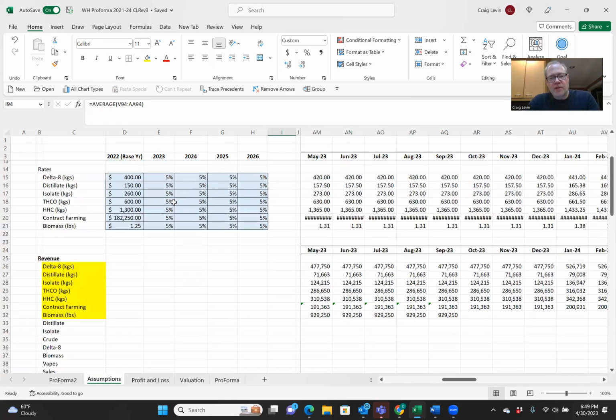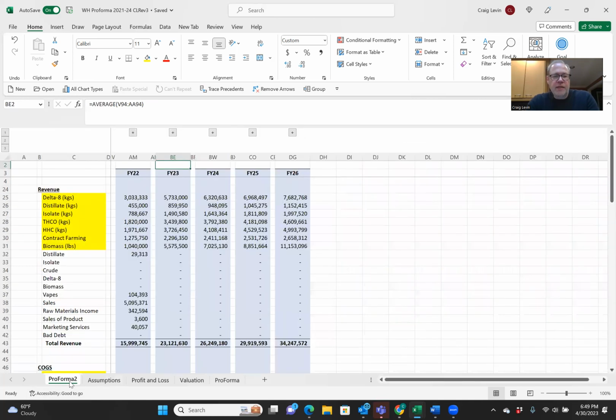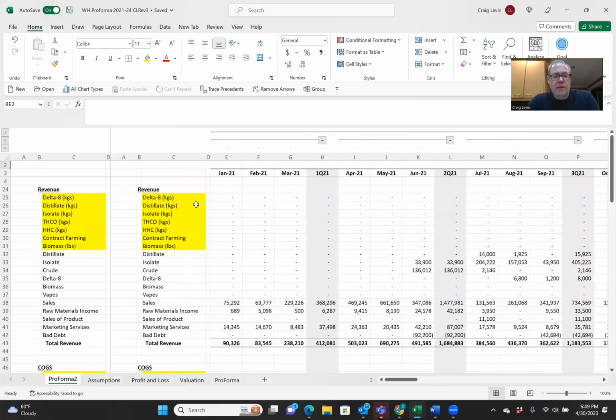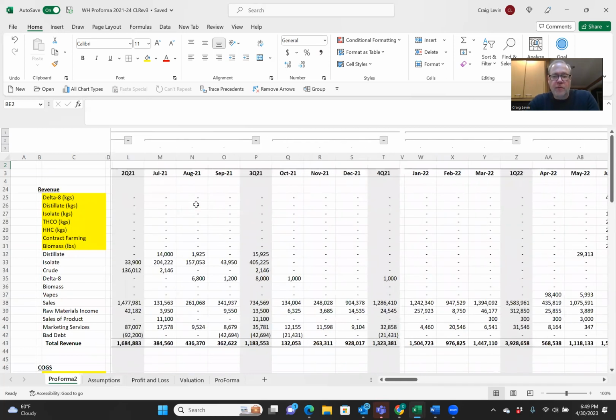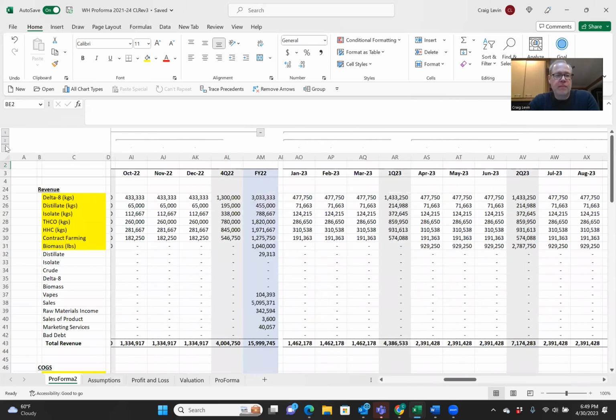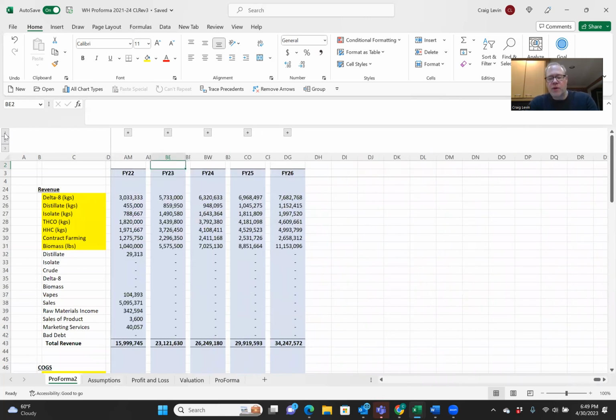So if I go and I make a bunch of changes to these assumptions, it's going to give me a change in this projection. And here is this projection all expanded. Okay. And so why would you want to use this?